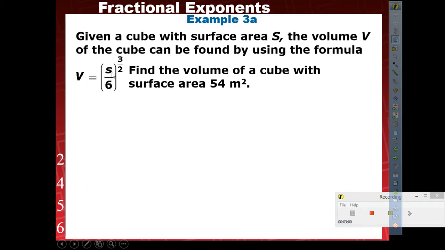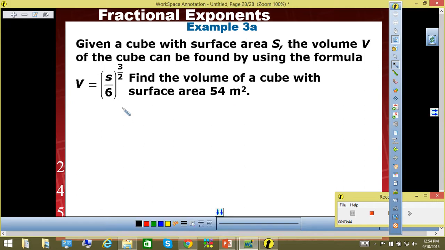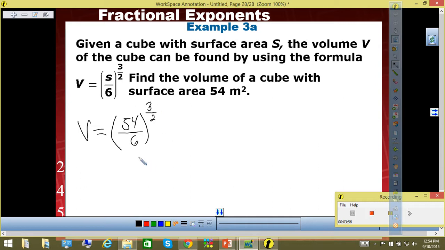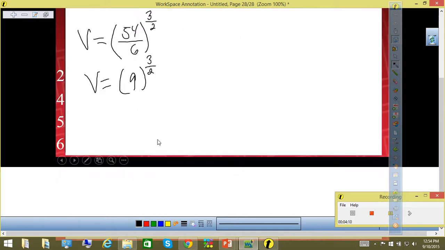It says, find the volume of the cube when the surface area is 54. So what is S? 54. Because it stands for surface area. So therefore, let's do this one together. We put V equals parentheses. Instead of S, we're going to write 54 over 6, close parentheses, to the 3/2. So far, so good? Okay. V equals, what is 54 divided by 6? 9, parentheses, 3 over 2. Does this look familiar? Yeah, so now we simplify this, right?